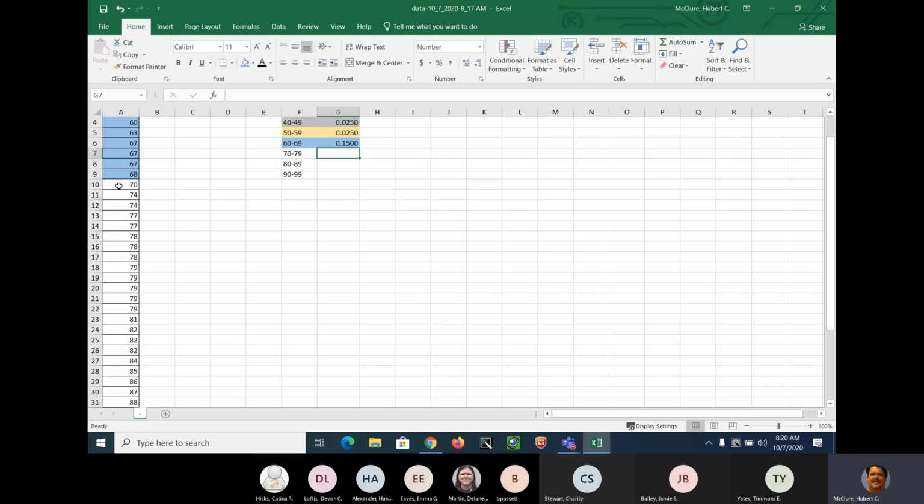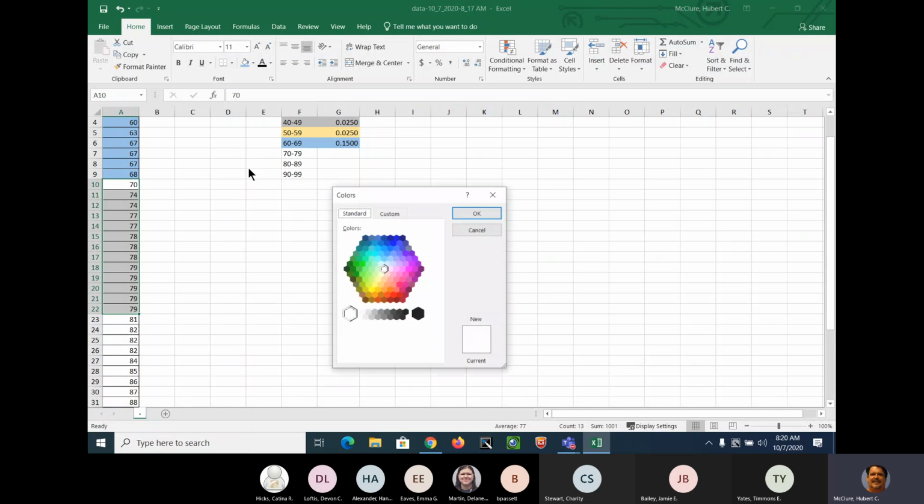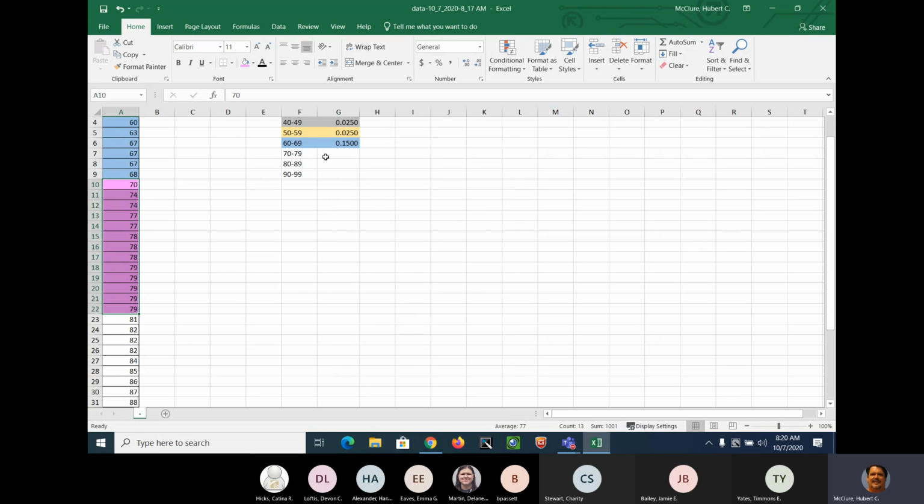And 70 to 79. We'll color that. Let me go to the color wheel and let's go with that color. So 1, 2, 3, 4, 5, 6, 7, 8, 9, 10, 11, 12, 13. So that's going to equal 13 divided by 40.